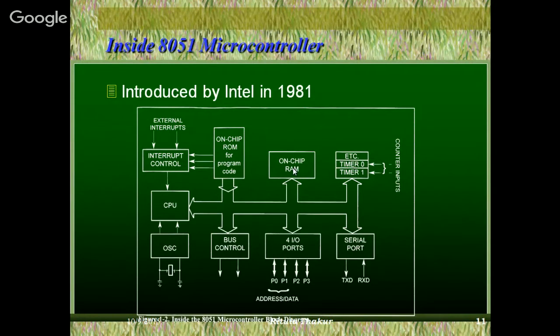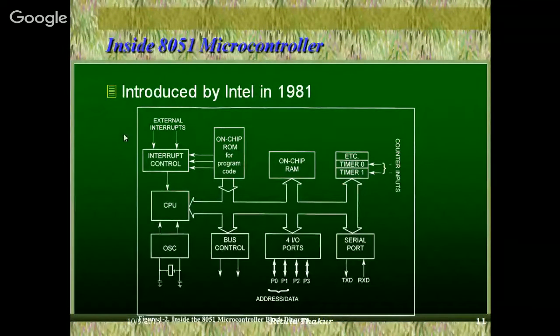On chip RAM, the basic 8051 has got 128 bytes of RAM. On chip ROM, these are 4 kilobytes, but they can go up to 64 kilobytes. I've already told you how it can go up to 64 kilobytes, because it has got a 16 bit address bus. But the original 8051 has got 4 kilobytes of on chip ROM.